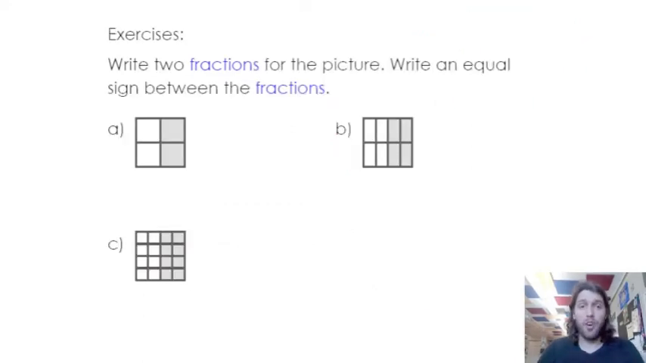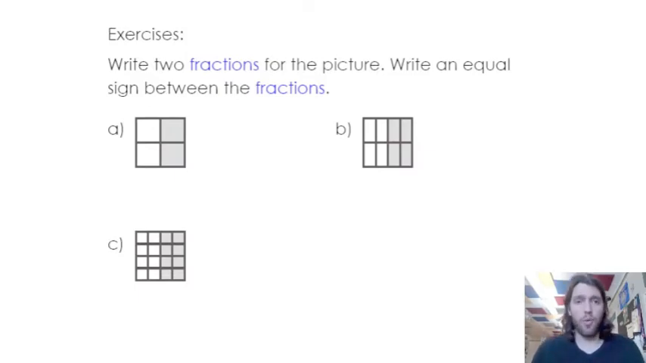Okay, so this one here is a little bit of review from last time too, but we're going to add it to show how we need to find 1/2 on these fractions. So here it says, write two fractions for the picture. Write an equal sign between the fractions. So we need to write an equal sign between two fractions from one picture. I want you to pause the video here and go and try to get at least one fraction for each one of these. Okay, so pause the video and go do that.